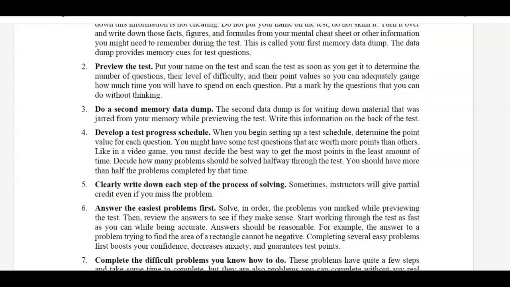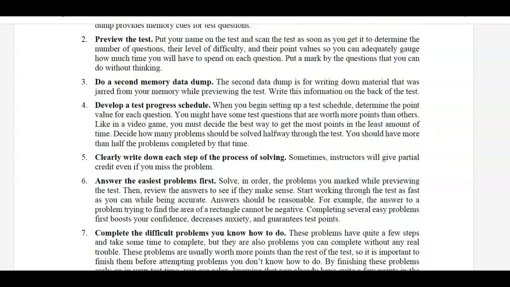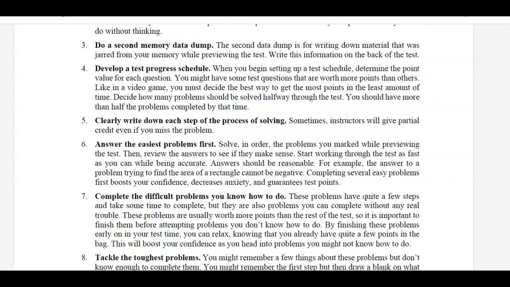Do a second memory data dump. The second memory data dump is for writing down material that was jarred from your memory while previewing the test. Write this information on the back of the test. So as you preview the test, if other things come to you, turn your test back over and write those things down.